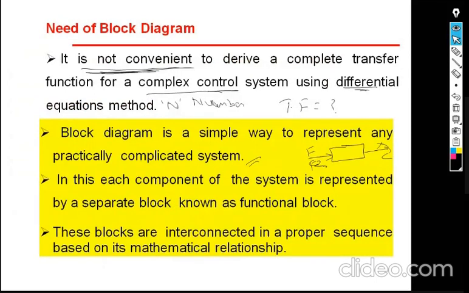Now in the same way, what is the need of a particular block? Just now I explained that the differential equation method is not convenient to find the transfer function. I am not saying it is not possible, but it is not convenient. That's why there is an alternate method named block diagram. If we can represent the given system as a block diagram, then representation is very easy, and from it I can easily find the transfer function, as explained here.